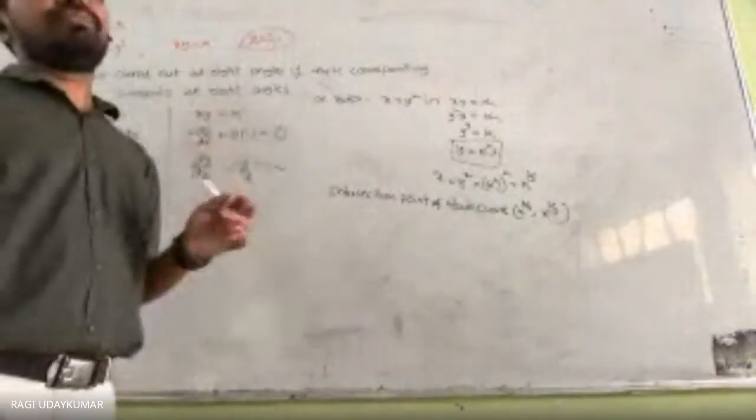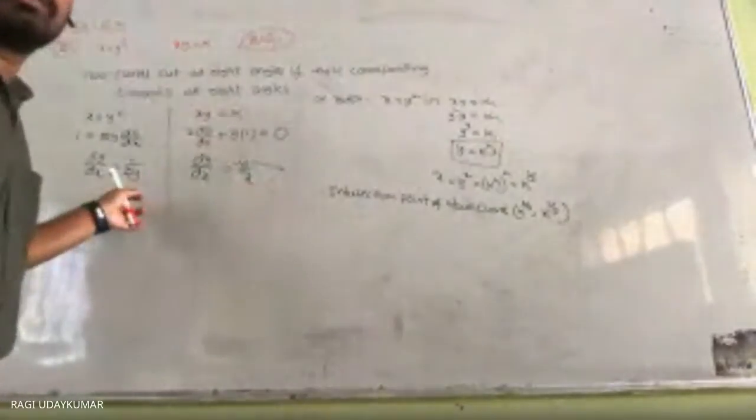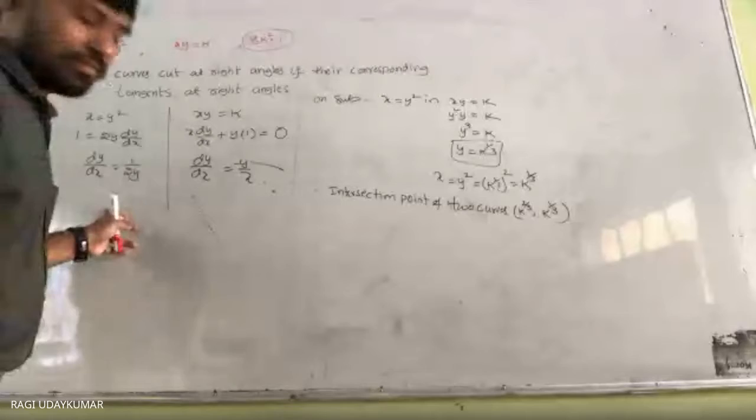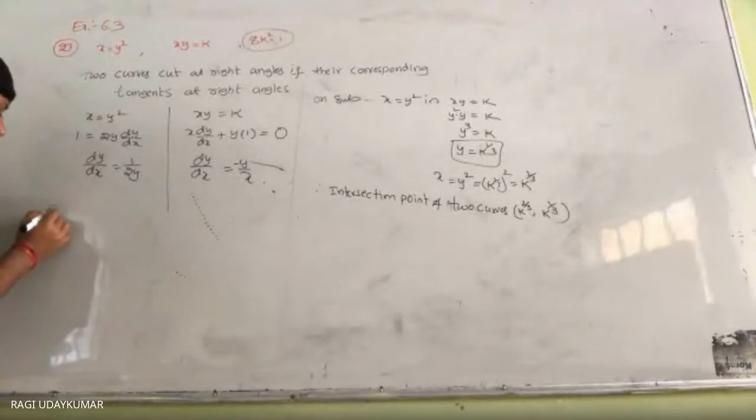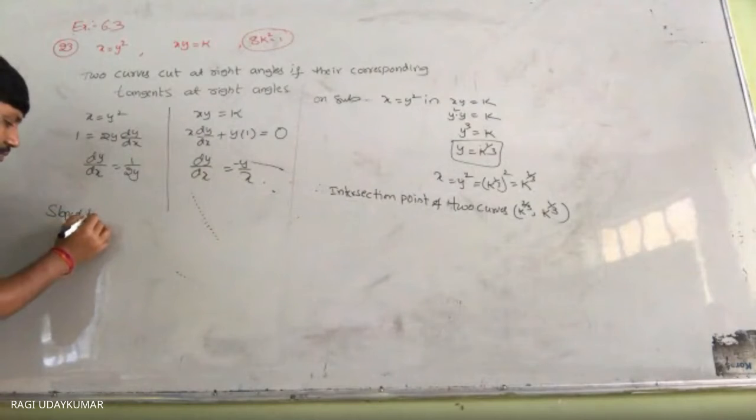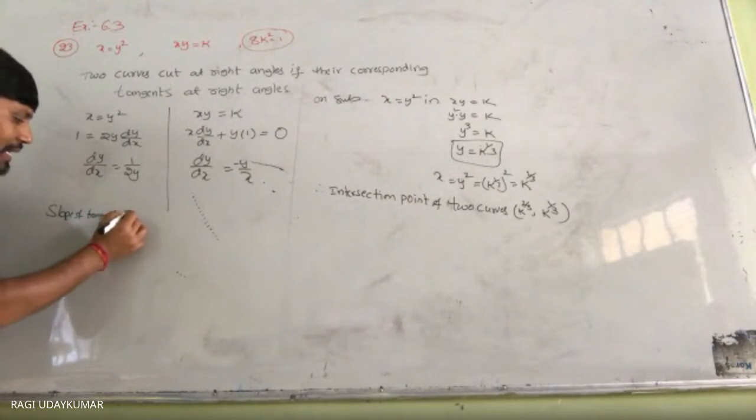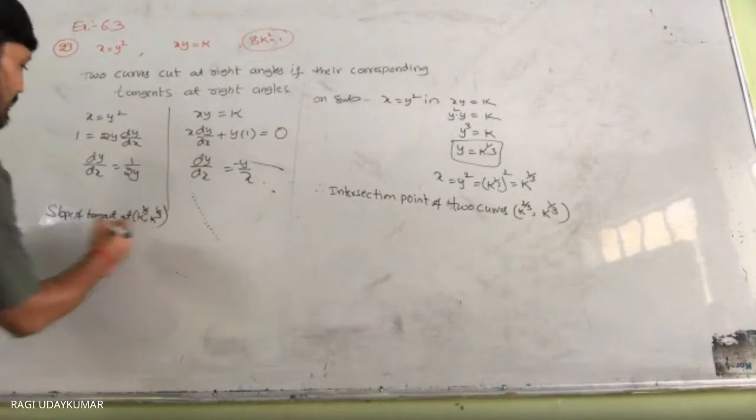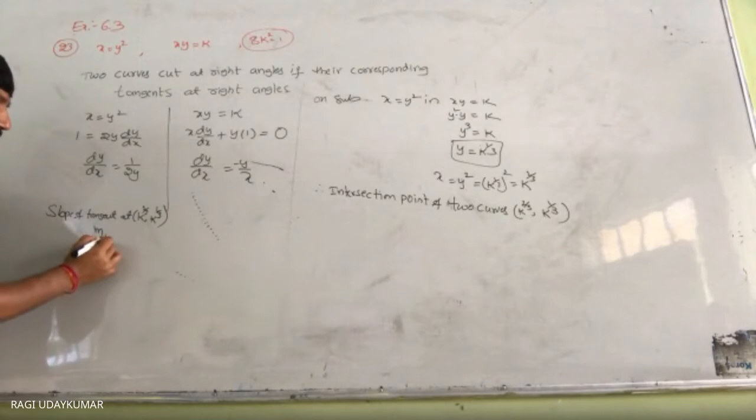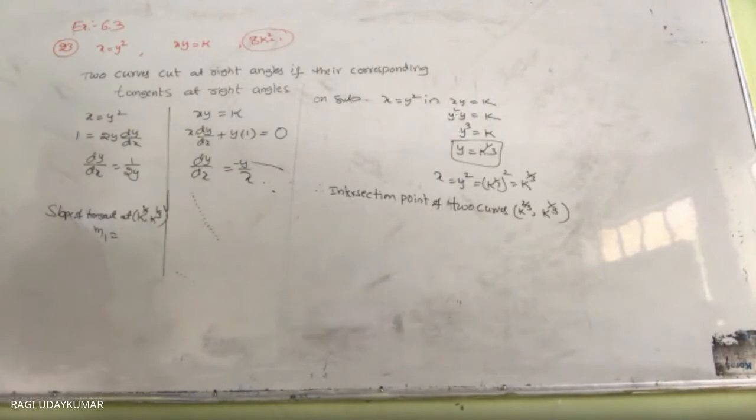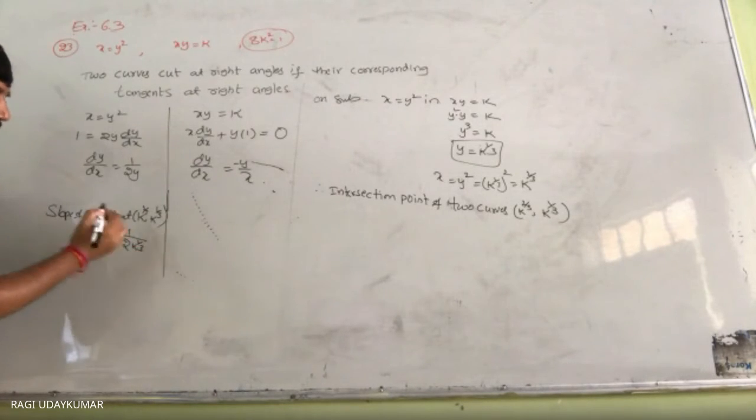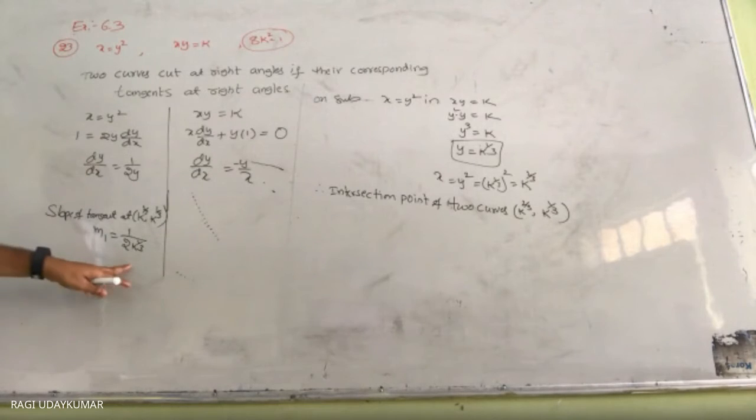So now, at that particular point, the slope of the tangent. First, find out its slope. So we need to substitute here. Okay, so what do you get here? The slope of the tangent at k power 2 by 3 comma k power 1 by 3 is slope m1, let us assume. This is equal to 1 by 2y.